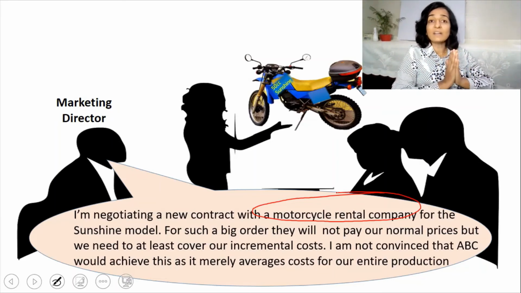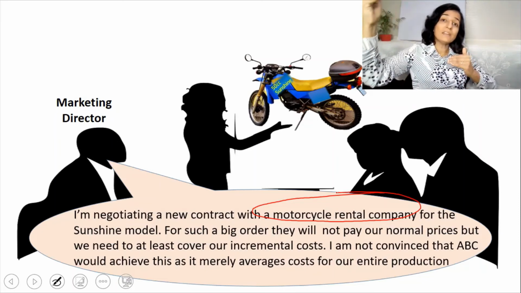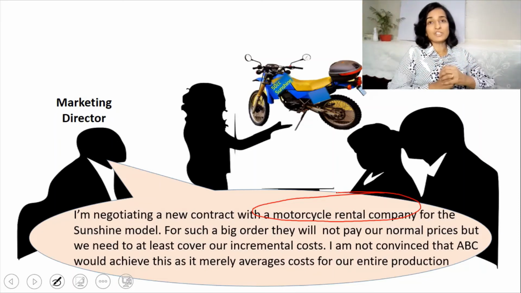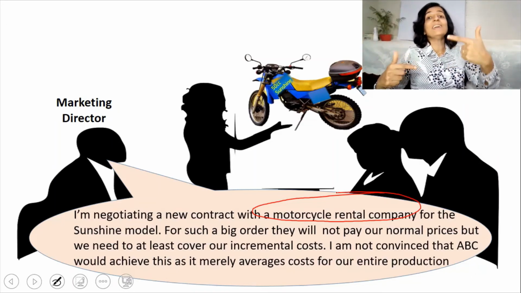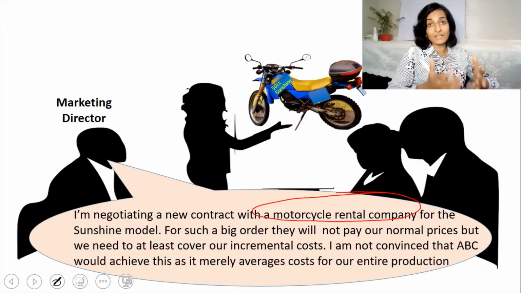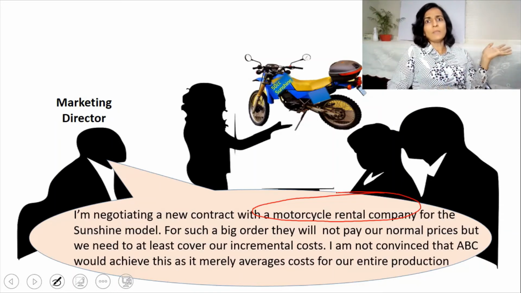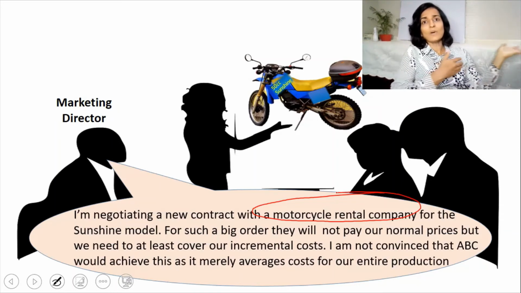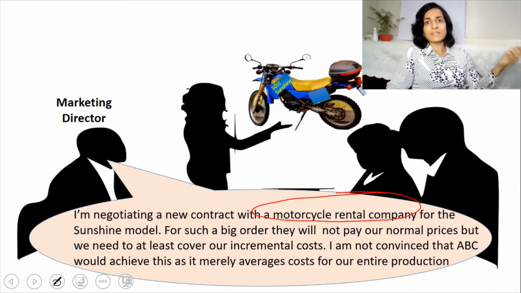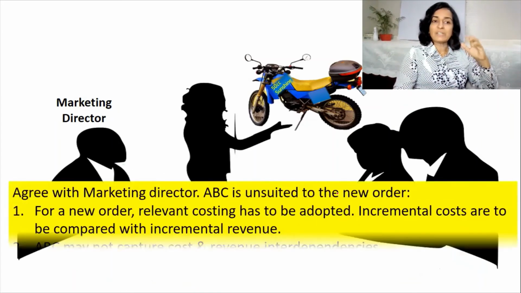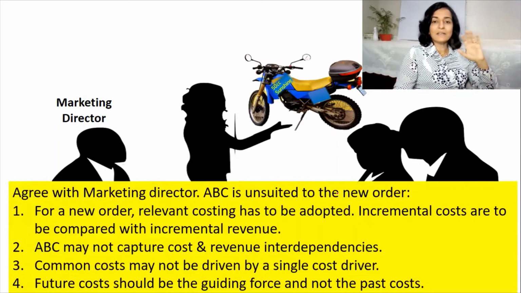Just like that, this marketing director is going to enter into a new contract for the Sunshine. So he is worried about the additional income and the additional expenses that he is going to get from Sunshine. And he is not worried about how the existing fixed overheads are allocated between the products. So what should be our evaluation? Agree with the marketing director.